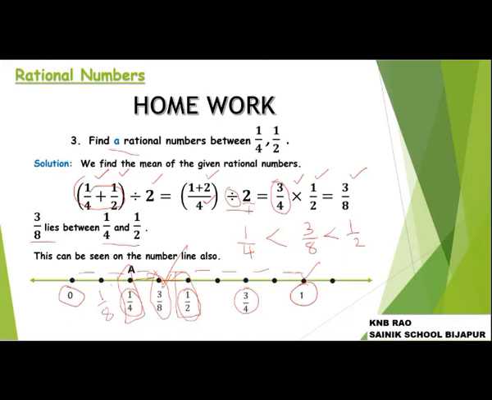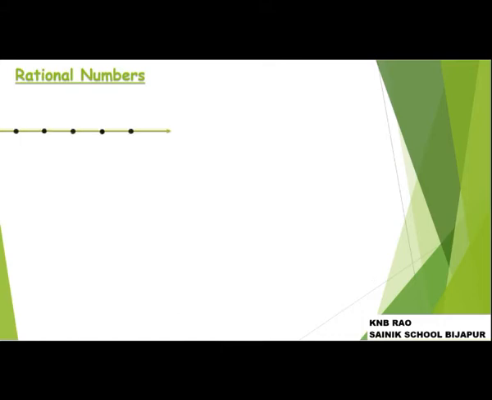So 1 by 4, I am showing it as A, 1 by 2 as B, and 3 by 8 as C. You can observe a number line with the numbers corresponding to them, and point A is 1 by 4, point B is 1 by 2.